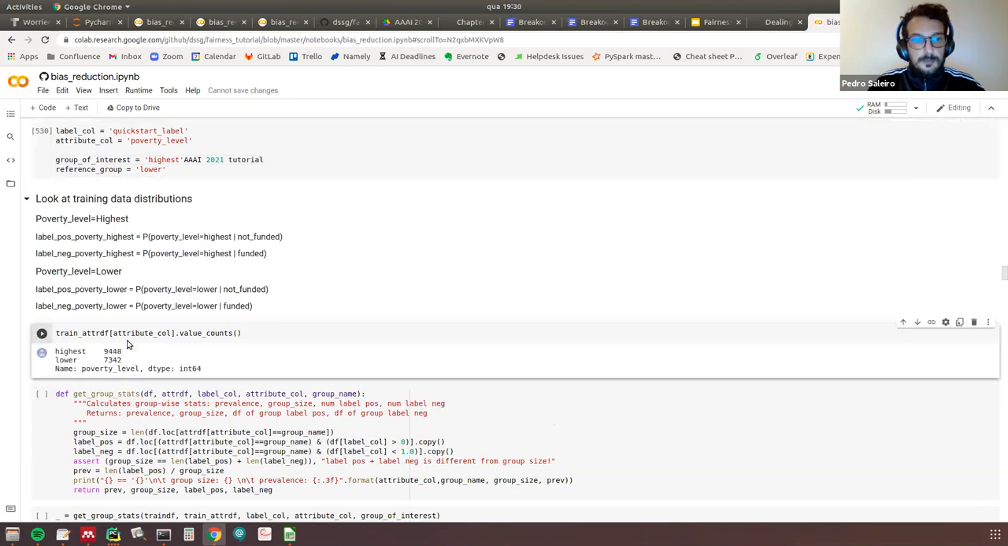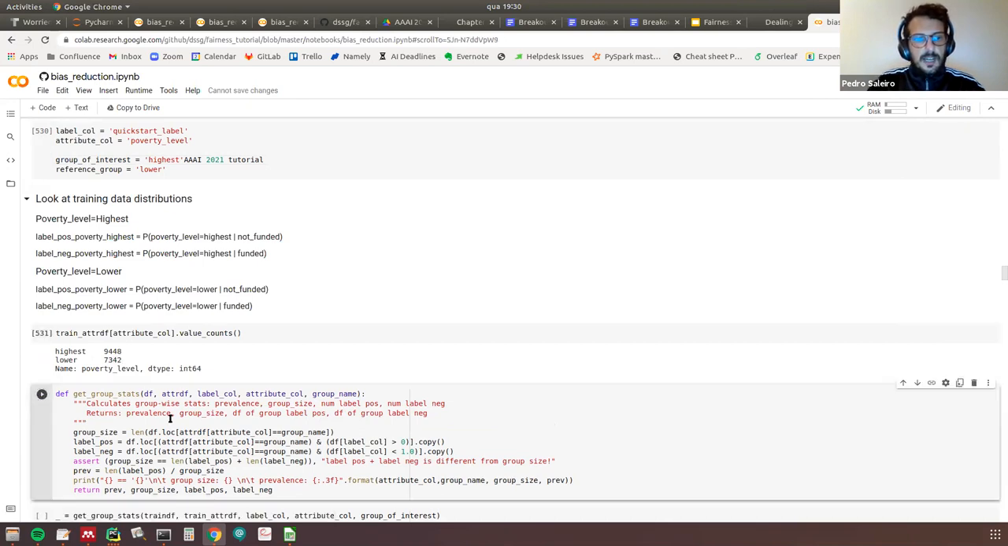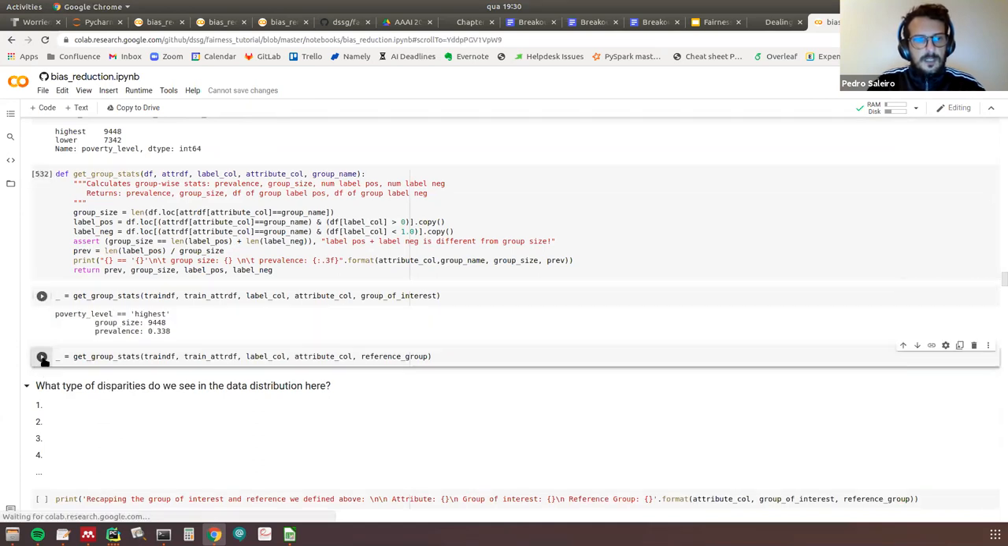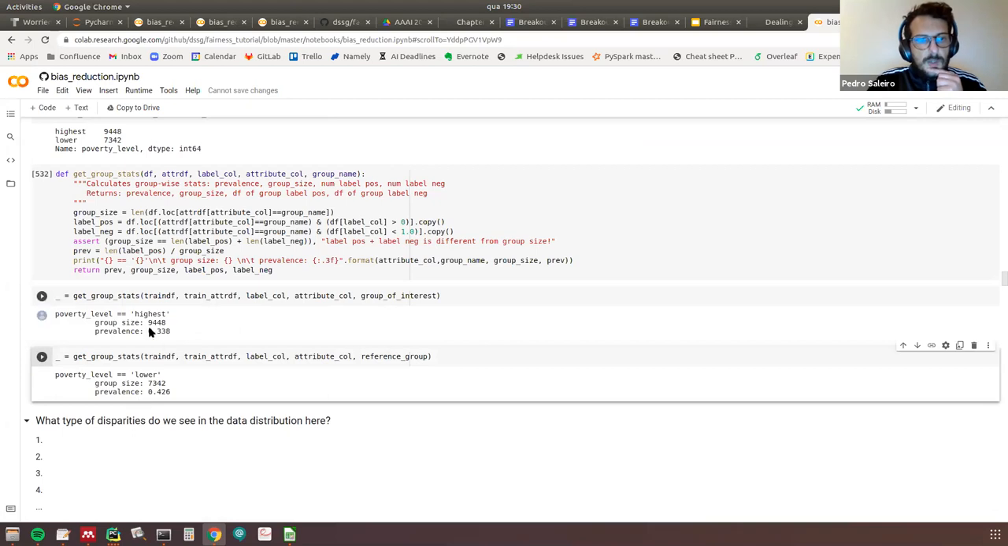And here in terms of sizes, they are similar, but the highest is actually 9,000 and the lower is 7,000. This is just a helper to give us some group-specific stats. And what this shows us is that the highest group has 9,448, and the group-specific prevalence is 0.033, and for lower, which is a slightly smaller group, it has higher prevalence.